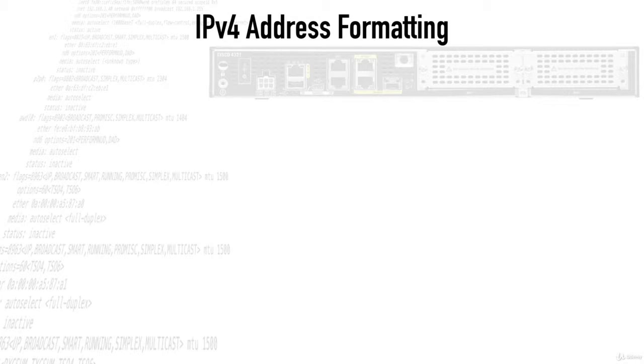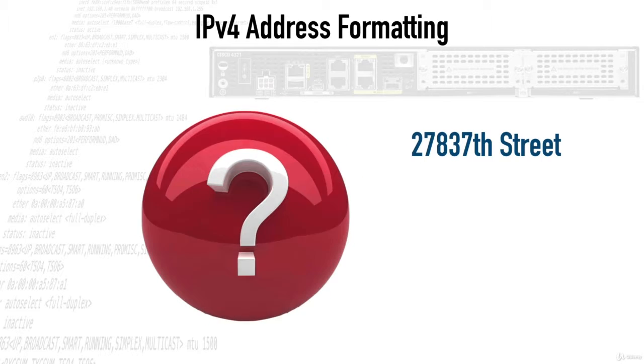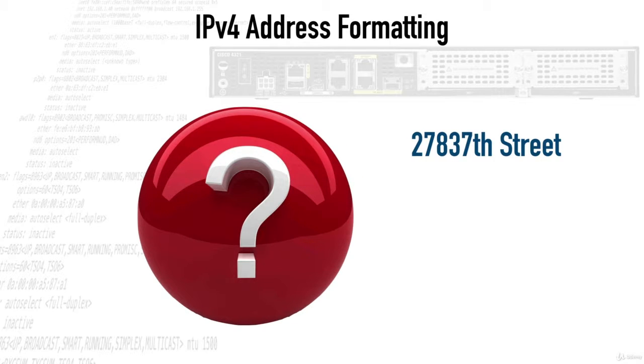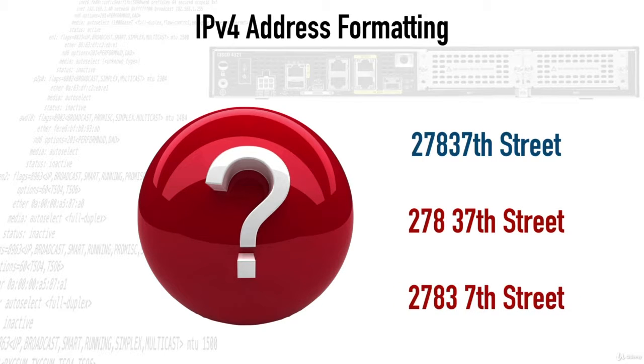Let's get started with our discussion of IPv4 subnetting by considering the format of an IPv4 address. It really reminds me of a street address. Let's say that somebody gave you their address and it looked like this: 2783 7th Street. What exactly does that mean? We're not sure because there's no space between the house number and the street number. That could mean 278 37th Street, or if we put the space in a different spot, it could mean that they live at 2783 7th Street. Which is it? We don't know because we don't know where that dividing line lives.